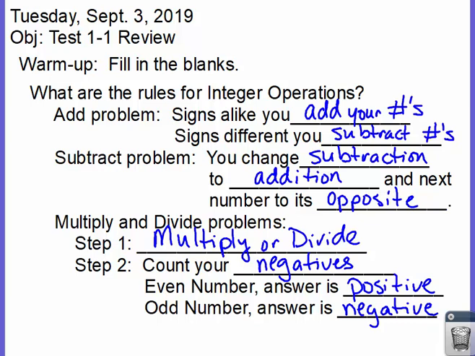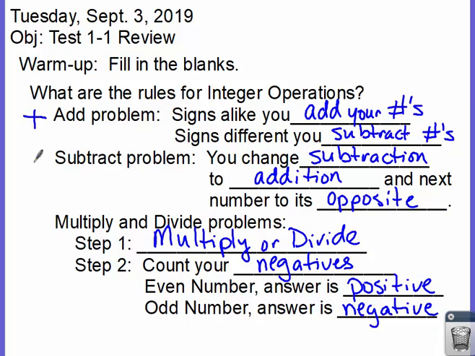It says, what are the rules for integer operations? Well, we know if we have an addition problem, it means it's got a plus in the middle. Okay, it's got a plus, that's how we identify it. If the signs are alike, you're going to add your numbers and keep the sign of the problem. If your signs are different, you're going to subtract your numbers and take the sign of the number with the greatest absolute value. Okay, so these are just kind of some short general reminders of what to do.